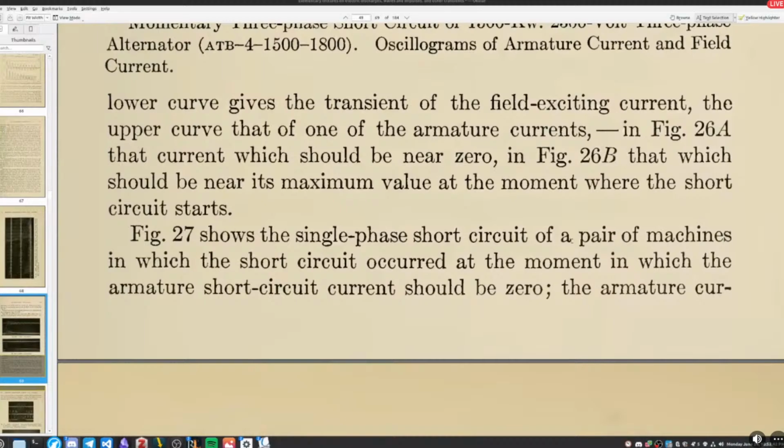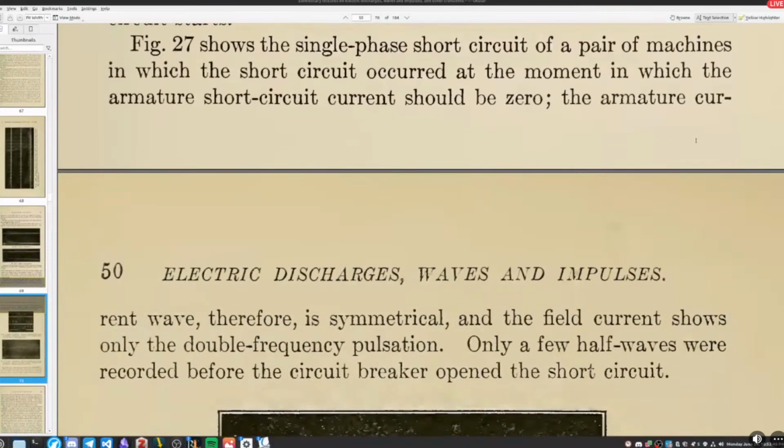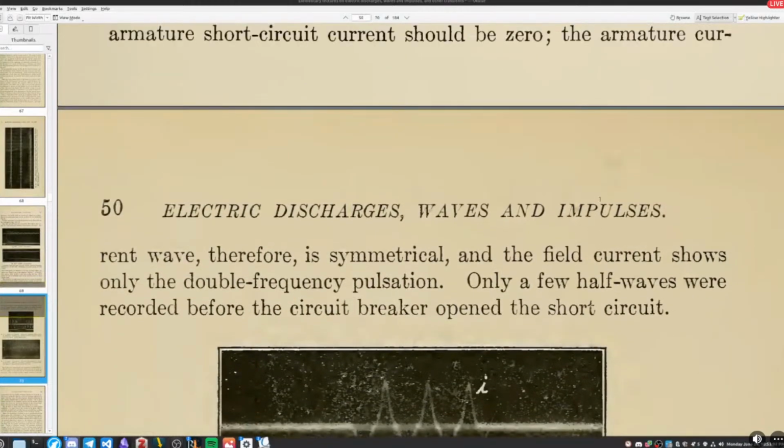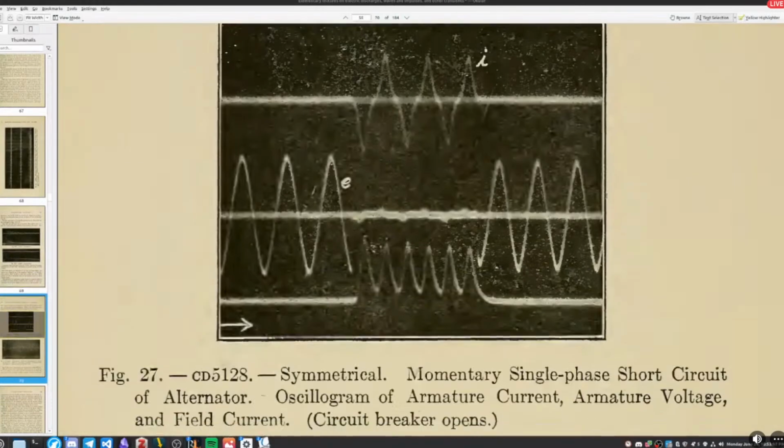Figure 27 shows the single-phase short circuit of a pair of machines in which the short circuit occurred at the moment in which the armature short-circuit current should be zero. The armature current wave, therefore, is symmetrical, and the field current shows only the double-frequency pulsation. Only a few half waves were recorded before the circuit breaker opened the short circuit.